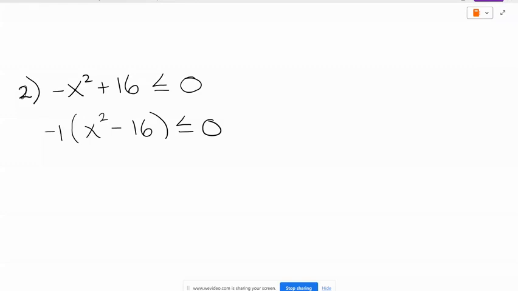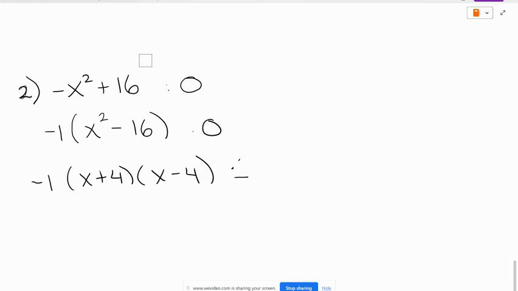So now I'm actually going to leave the negative there and I'm going to factor. So I have negative 1 and then x plus 4, x minus 4 is less than or equal, or sorry, this was supposed to be greater than. Sorry guys, this is supposed to be greater than or equal to 0.